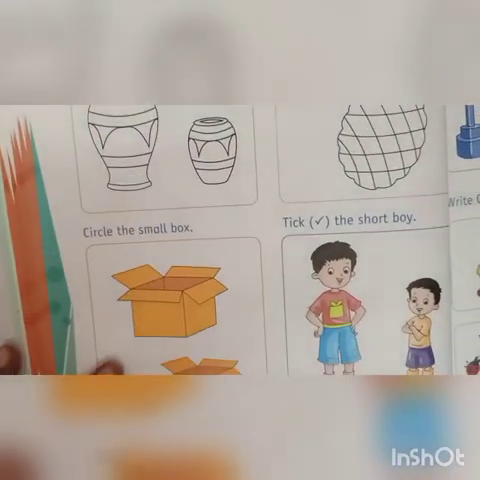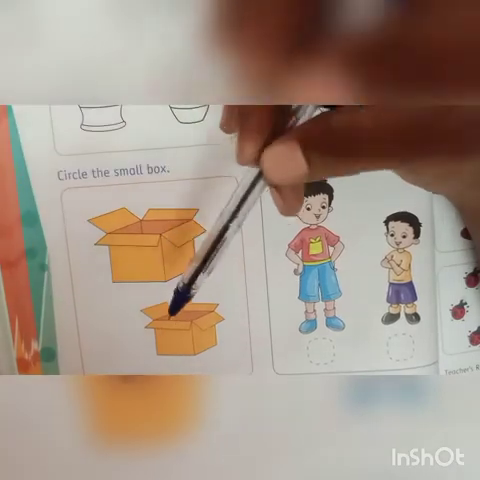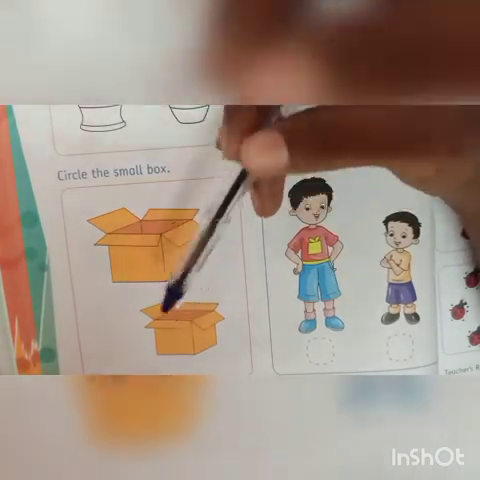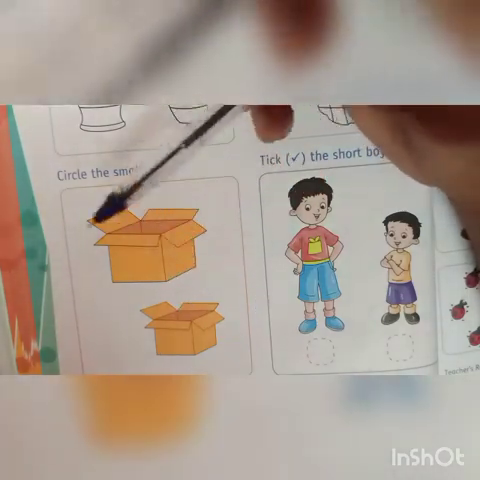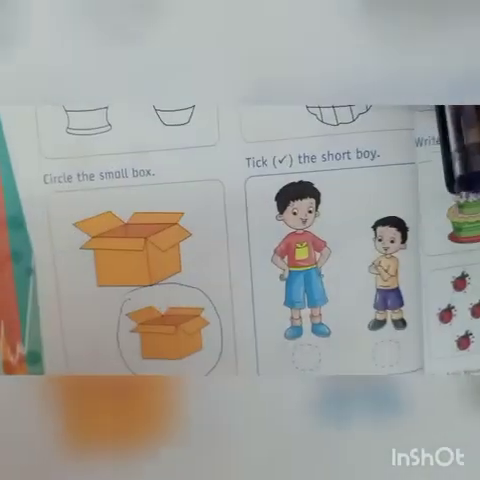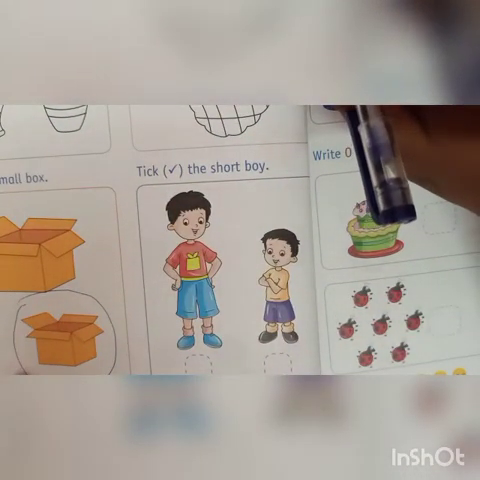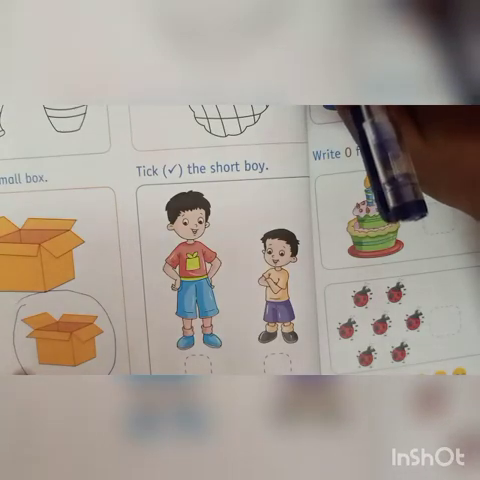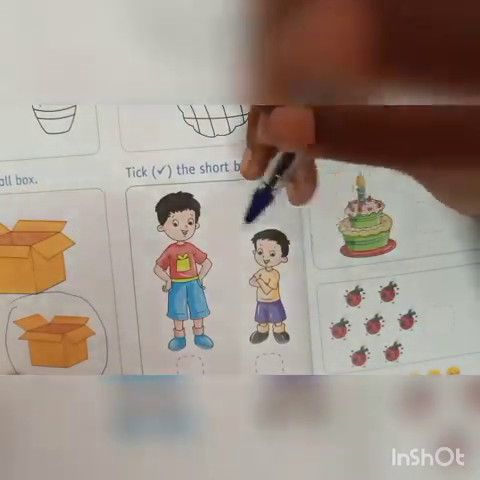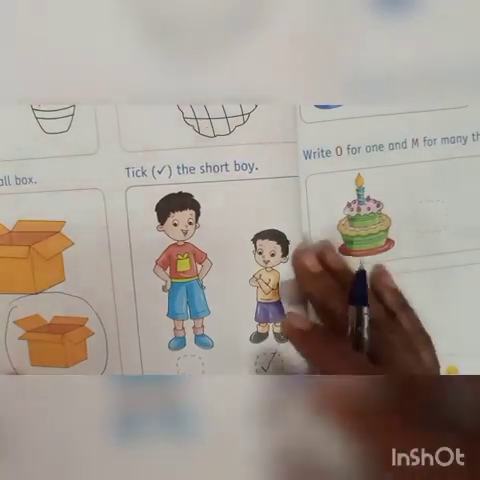Now circle the small box. So there are big box and the small one. Okay, this is the big one and this is the small one. So here we are going to circle the small one. So circle the small box. Take the short boy. So here you can see that there is a short one here and he is the taller one. So take the short one.